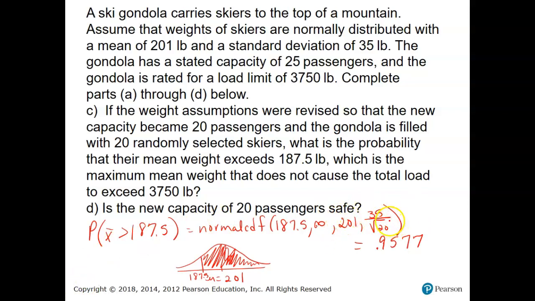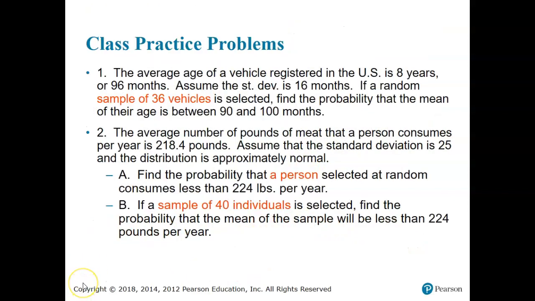Okay, so if we look at this one, we see that the probability that it's going to exceed the 187.5 pounds is about 0.9577. So about 95% of the time, it's still going to be exceeding a safe capacity. So is a new capacity of 20 passengers safe? In most cases, it's not going to be safe because it is going to be exceeding the weight capacity, and therefore it probably needs to be lowered even lower.